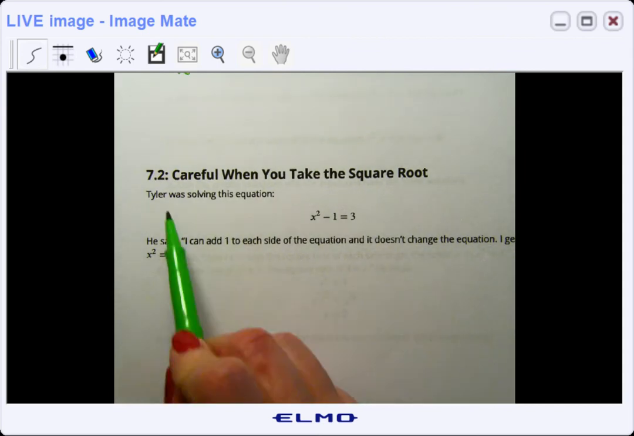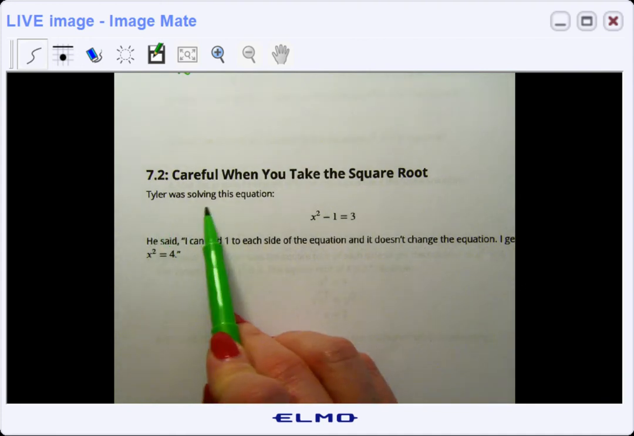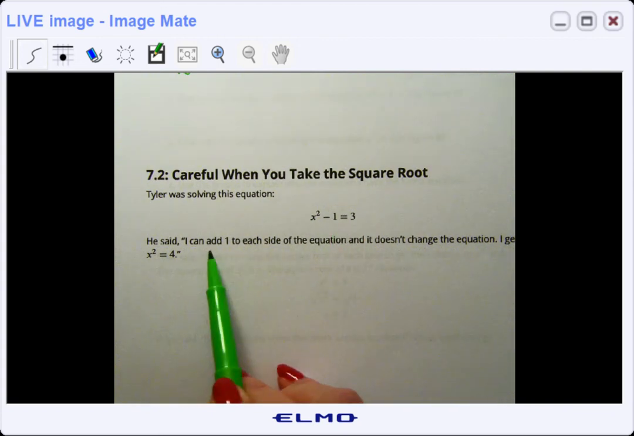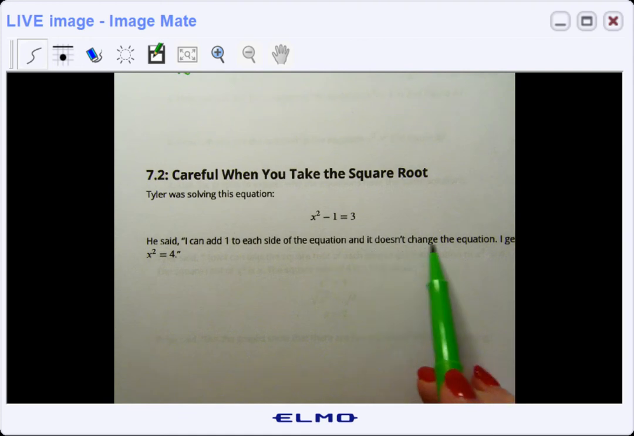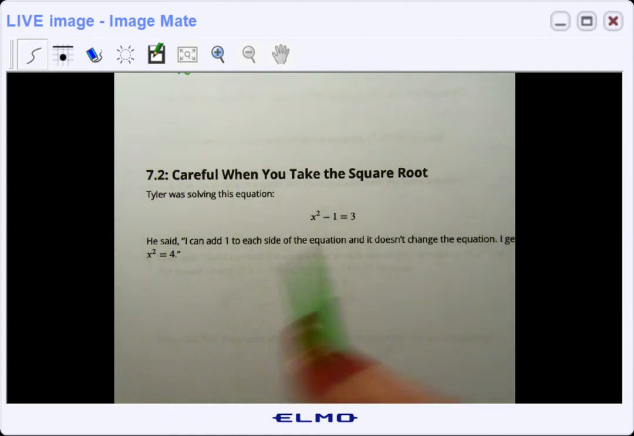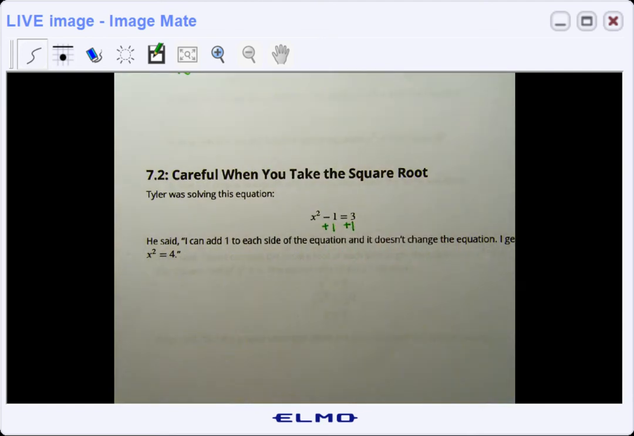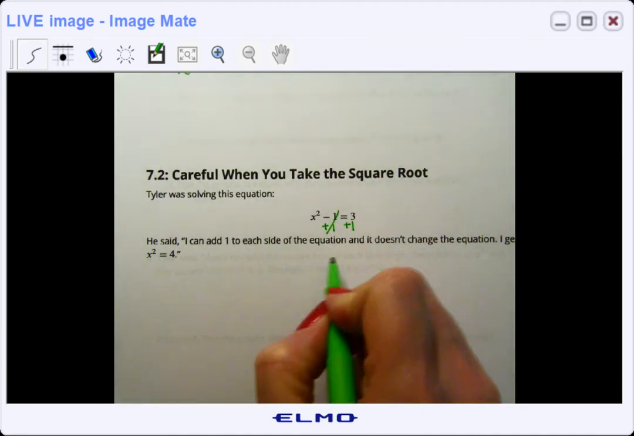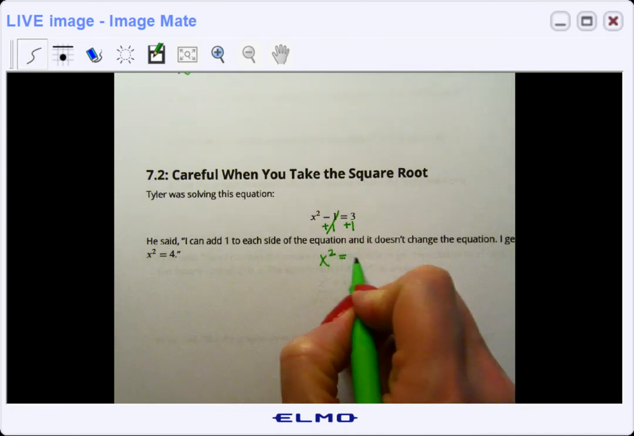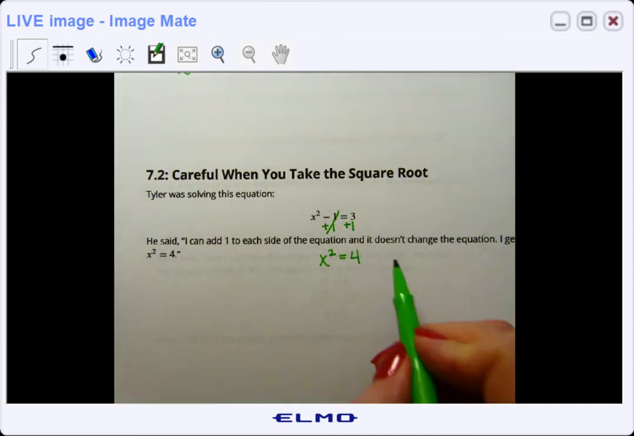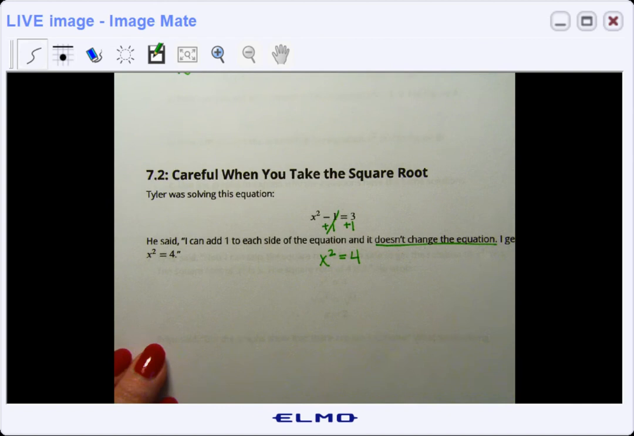So this story is about Tyler. Shocking, it's not about Claire this time. Tyler was solving this equation, x squared minus 1 equals 3. And he says, I can add 1 to each side of the equation, and it doesn't change the equation. I get x squared equals 4. And so you can see, if you follow the rules of adding the same number to both sides, it cancels out those ones, and we do have x squared equals 4. So he's saying it doesn't change the equation. This is his statement.